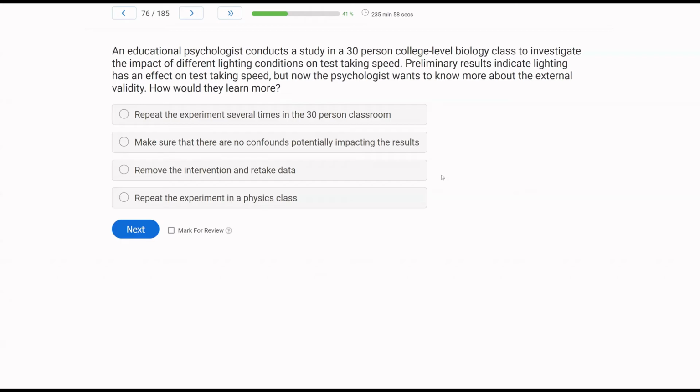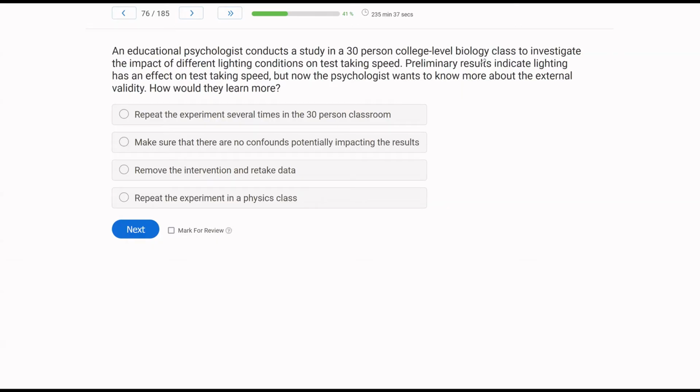An educational psychologist conducts a study in a 30-person college-level biology class to investigate the impact of different lighting conditions on test-taking speed. Preliminary results indicate lighting has an effect on test-taking speed, but now the psychologist wants to know more about the external validity. How would they learn more?